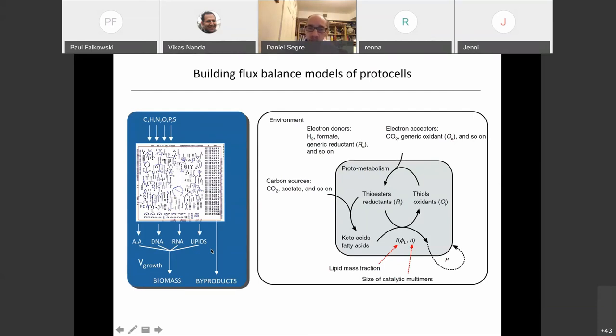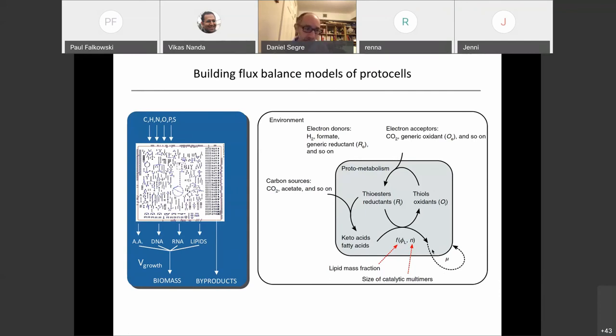We can ask now the same question for a putative protocell, where we can assume again the presence of specific electron donors and electron acceptors and carbon sources and so on, and solve this problem of flux balance in this early cell, asking now, for example, whether this proto-metabolism could produce sustainably polyketides and fatty acids. And in fact, we found that there are several conditions that allow this, and this is a little bit different, or actually substantially different, from the question of whether the network can expand.